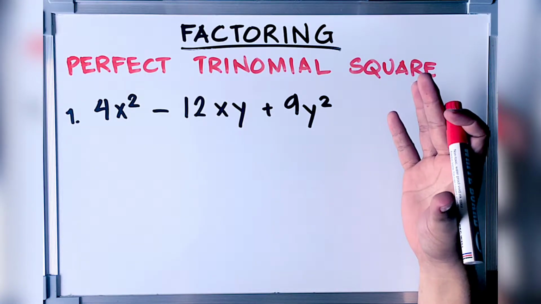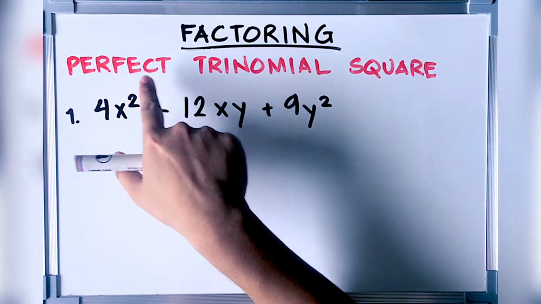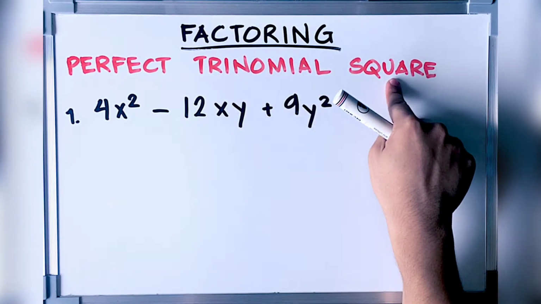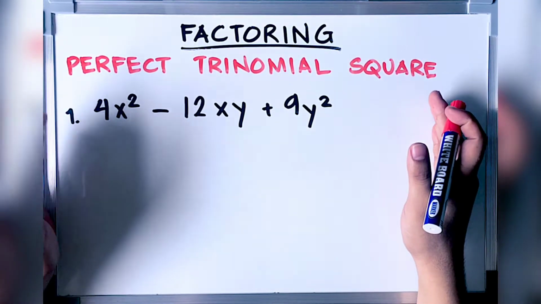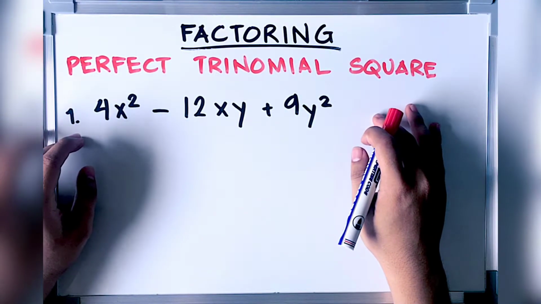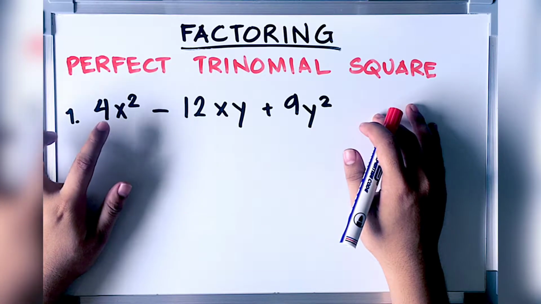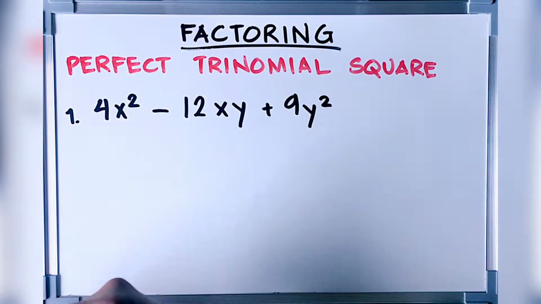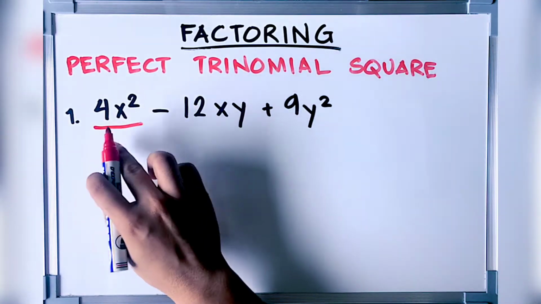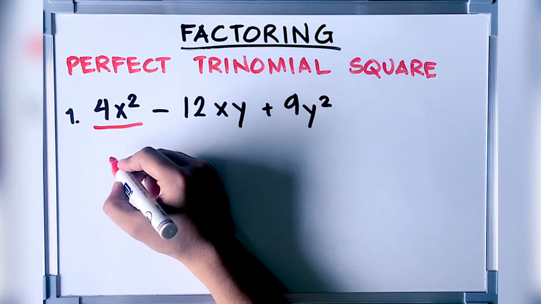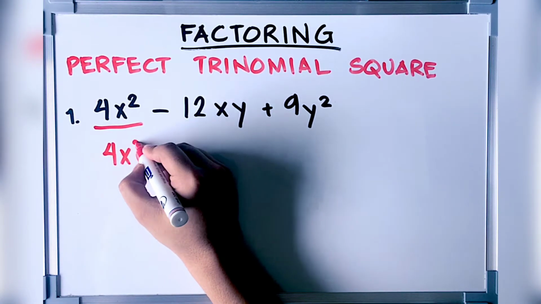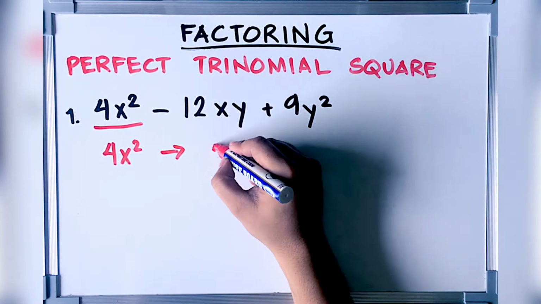Hello! So, ang topic natin today is factoring of perfect trinomial square. So, paano ba mag-factor ng ganitong klaseng equation? So, una, kailangan nating makita yung first term kung siya ba ay perfect square. So, halimbawa itong 4x squared, ang square root niya is 2x.